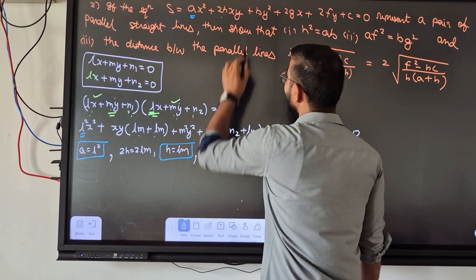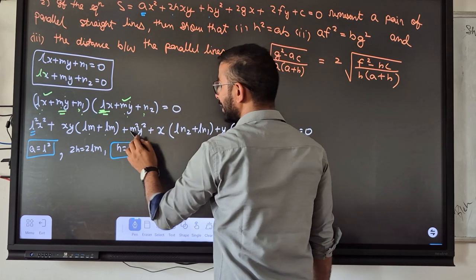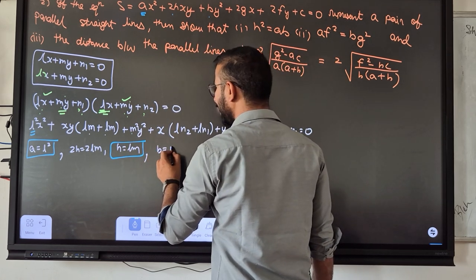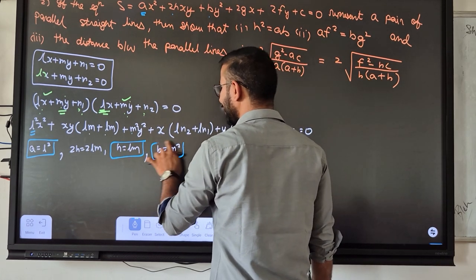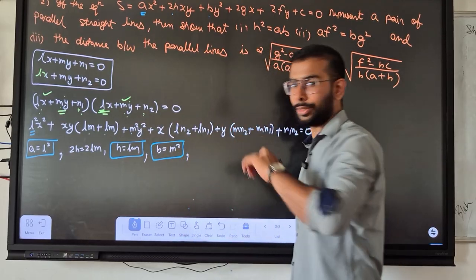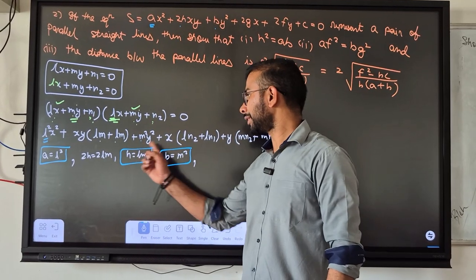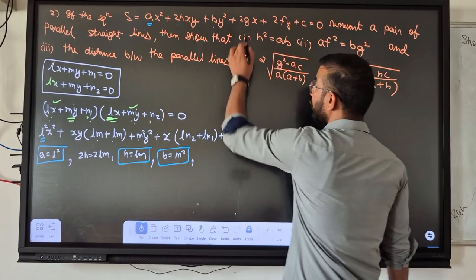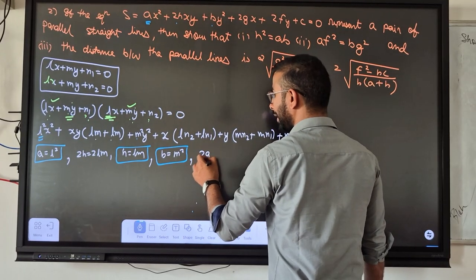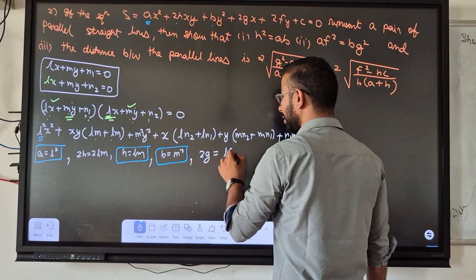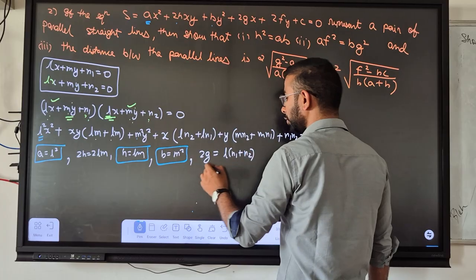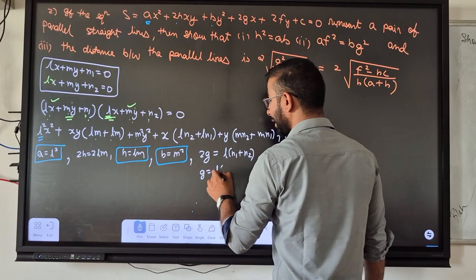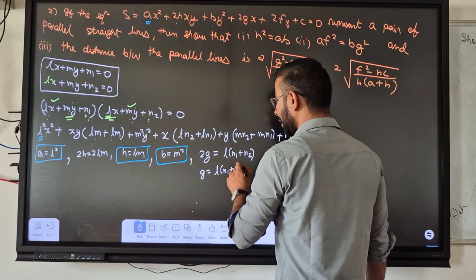Let's see the third part. Here the coefficient is b. Here it is m square. So b is coming out to be m square. So three things, guys, you are done. Let's see the next part. Next is the coefficient of x. Here the coefficient of x is 2g. And here if you take L common, it is n1 plus n2. From this, you can write g as L times n1 plus n2 by 2.